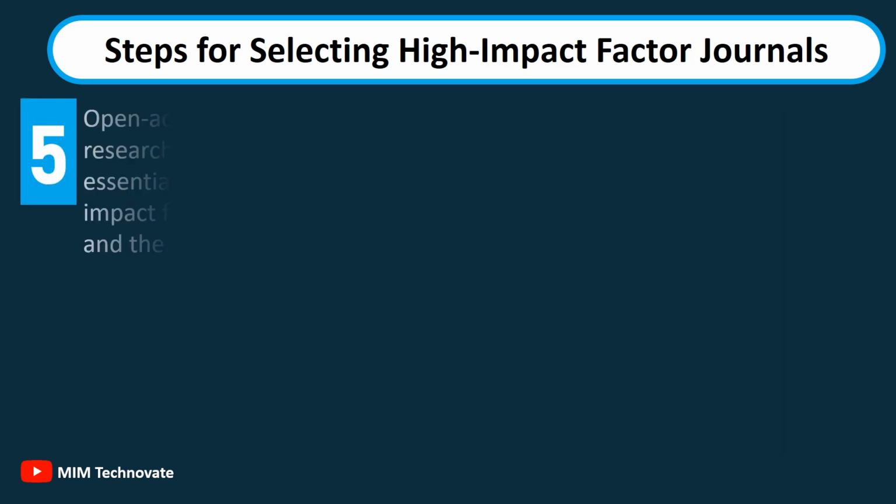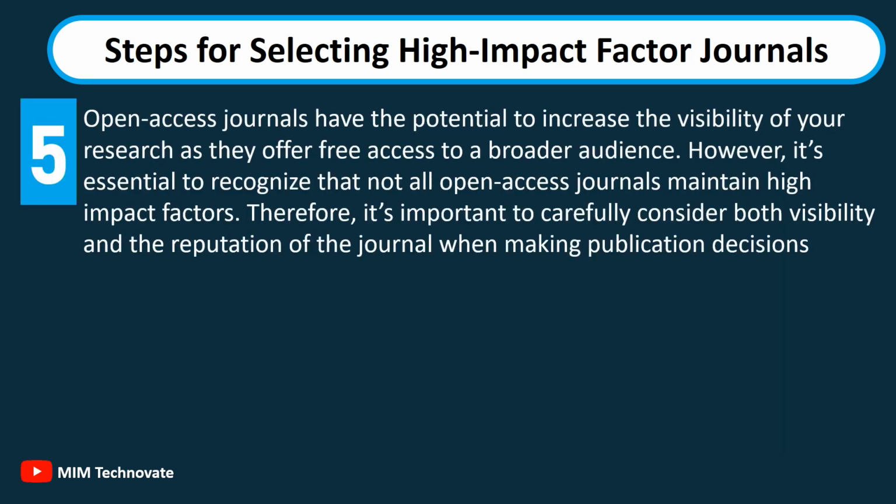Number 5. Open access journals have the potential to increase the visibility of your research as they offer free access to a broader audience. However, it's important to recognize that not all open access journals maintain high impact factors. Therefore, it's important to carefully consider both visibility and the reputation of the journal when making publication decisions.